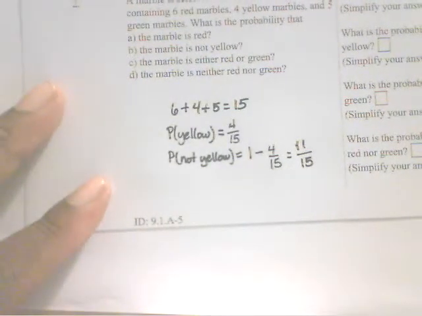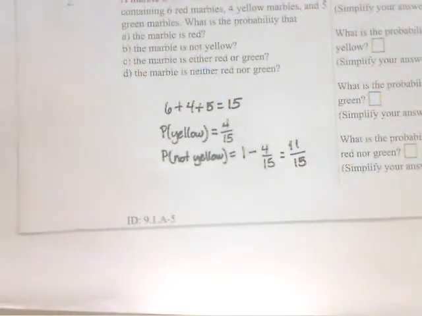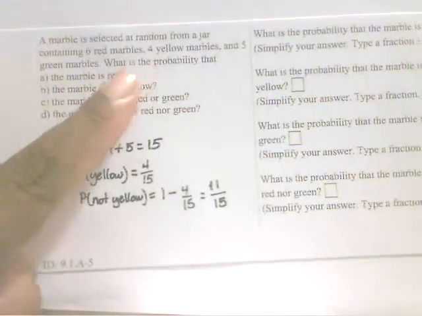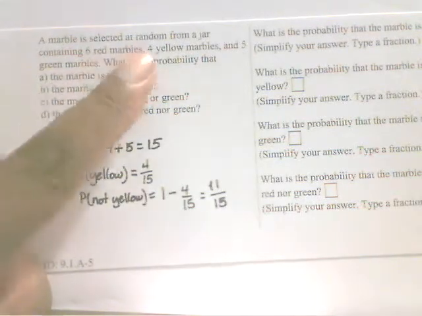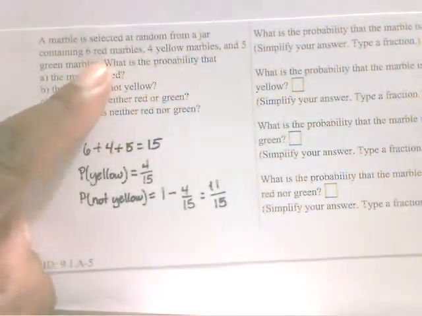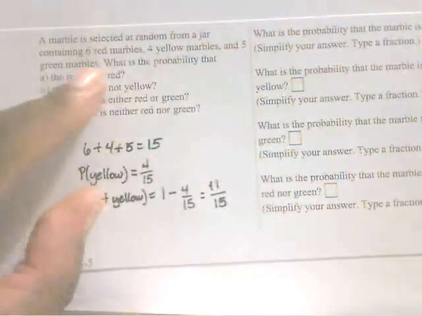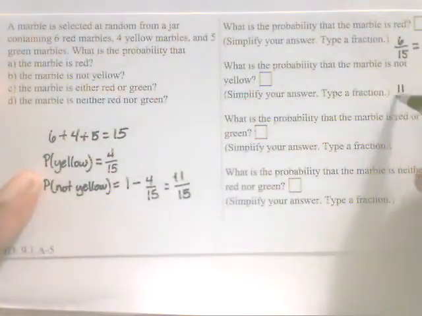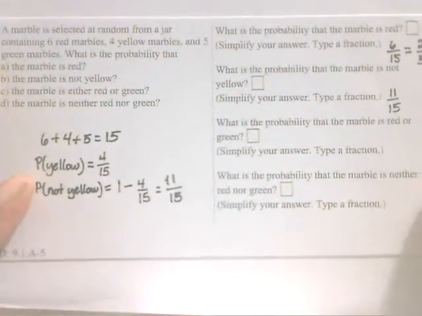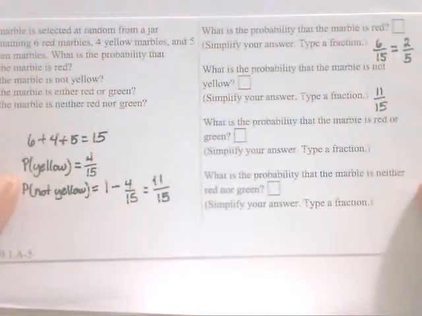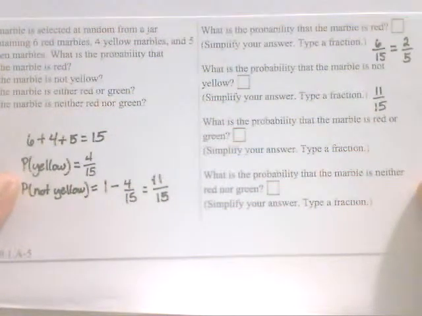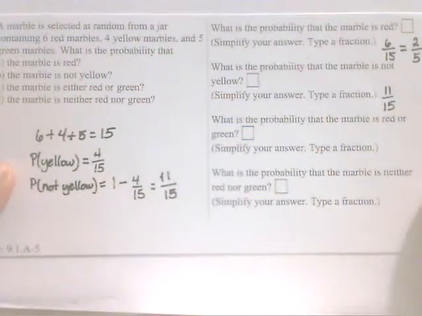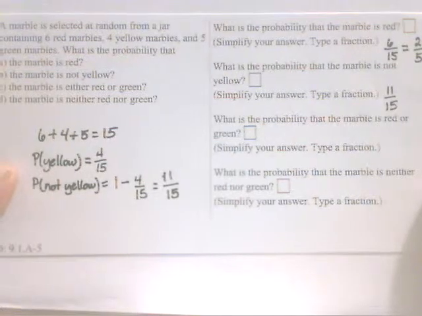Or you can think of one whole as 15 over 15. Or you can think of this: there are 4 yellow marbles, so that means if we can't select a yellow marble, then it has to be either red or green. So it'll be 6 plus 5, which will give you 11 over 15. So in this case here, the probability that the marble is not yellow will be 11/15. And it's already in simplest form.